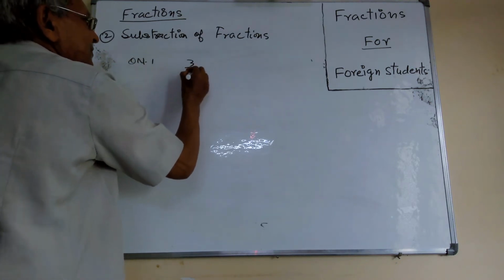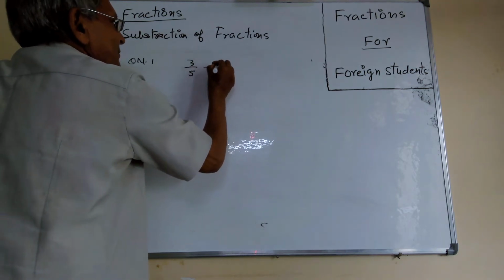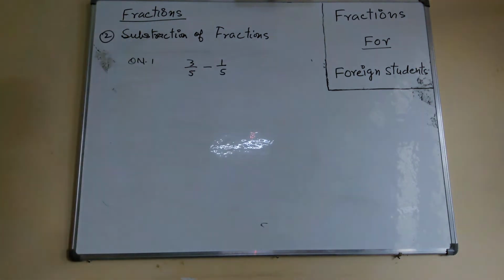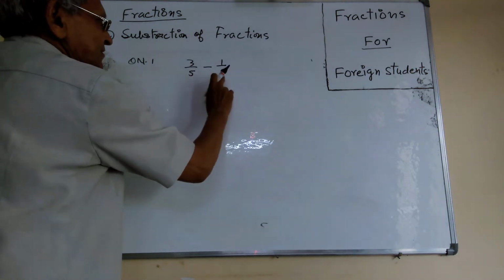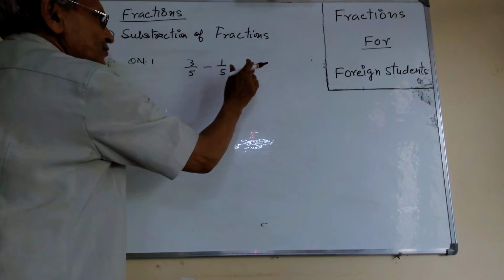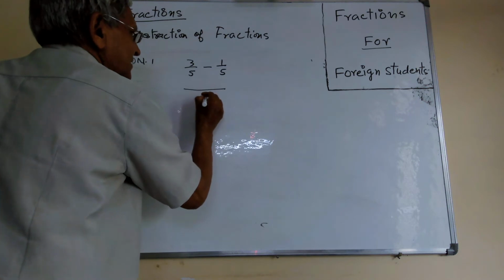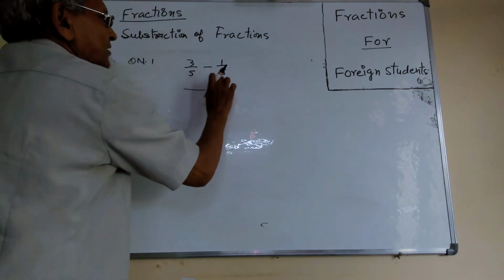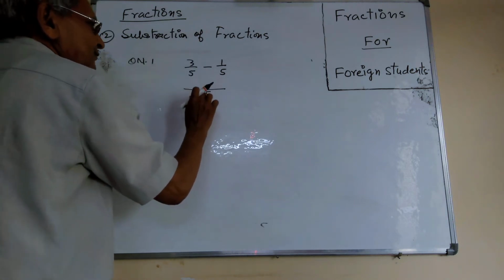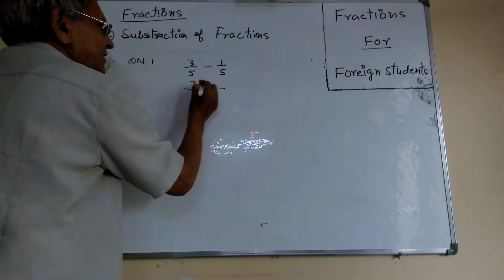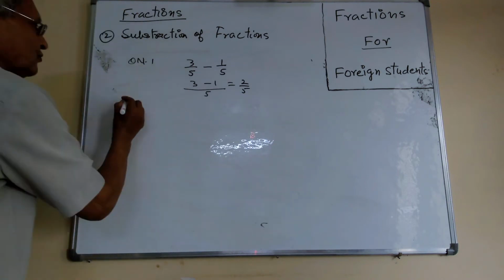Now, question first. 3 by 5 minus 1 by 5. My dear students, these are the two fractions. This is also a simple fraction. This is also a simple fraction. You can say proper fraction. How will you subtract? Take LCM. LCM is 5 because the denominator of both the fractions is the same. So 5 is LCM. Write down 3 minus 1 is equal to 2 by 5. This is the answer.